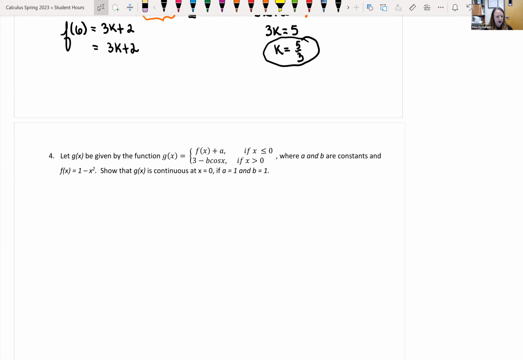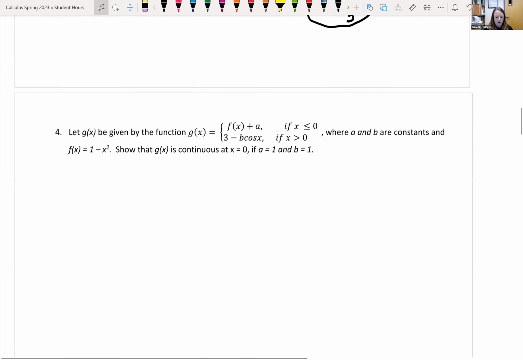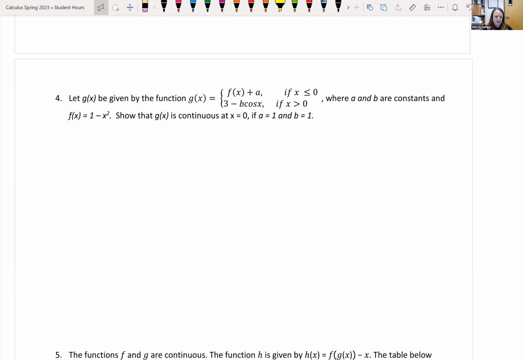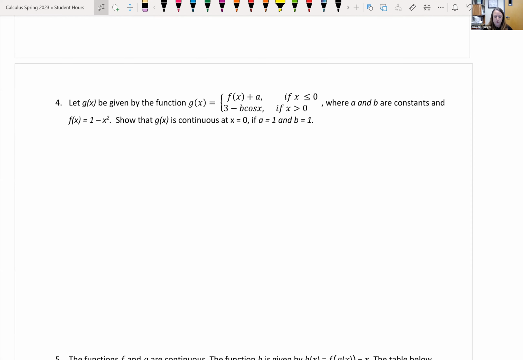Okay, so moving right along, we're looking at now number 4. So let g of x be a given function. G of x equals f of x plus a if x is less than or equal to 0. The second equation is 3 minus b cosine of x if x is greater than 0. Where a and b are constants and f of x is equal to 1 minus x squared, show g of x is continuous at x equals 0 if a is 1 and b is 1.